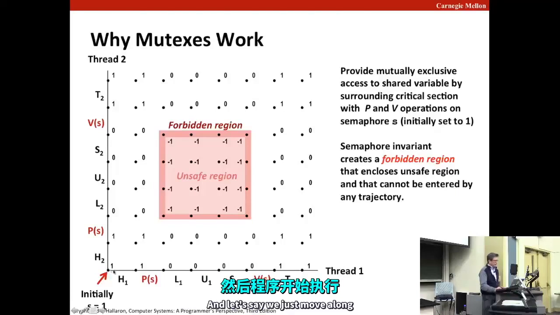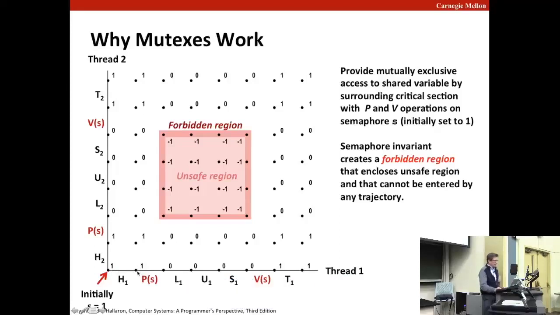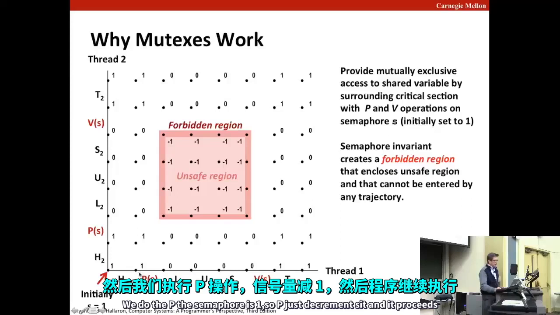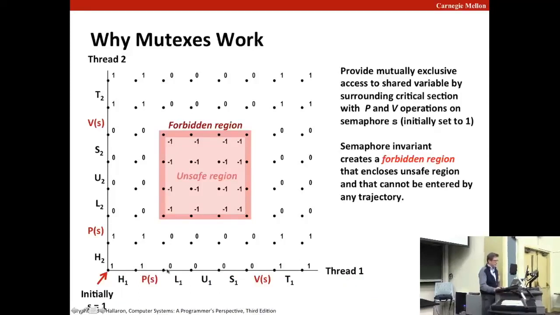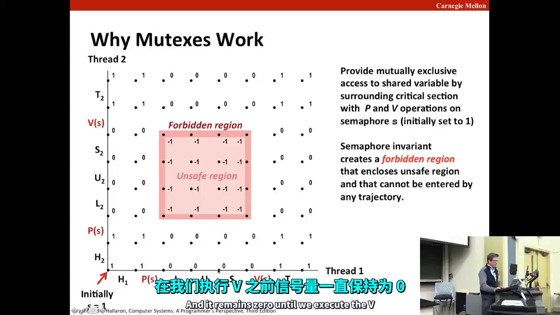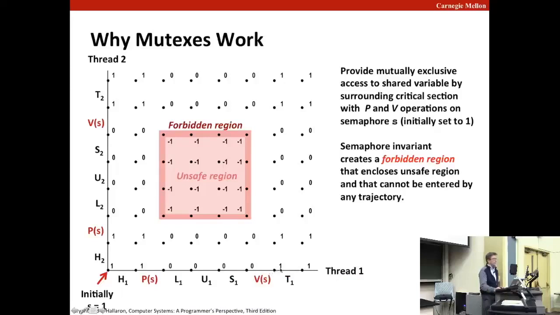And let's say we just move along, executing thread 1. After H1, the semaphore is 1. We do the P. The semaphore is 1, so P just decrements it and proceeds, and now the semaphore value becomes 0. It remains 0 until we execute the V. And when we finish executing the V, the semaphore is 1 again.